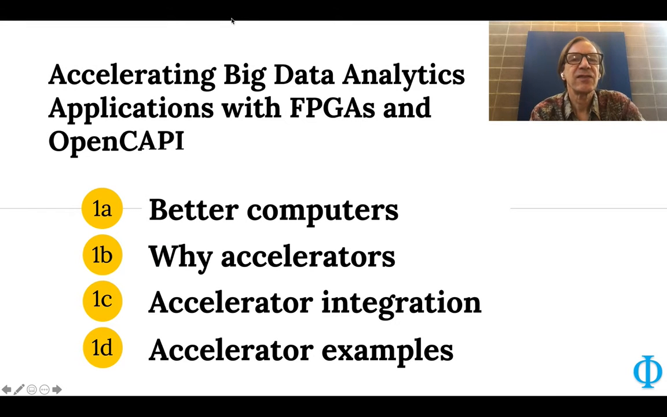Now that we've taken a look at the different ways that you may define a better computer and looked at how accelerators can help you build better computers, in this submodule, we'll look at accelerator integration, the different ways in which you might bring an accelerator into your computer.